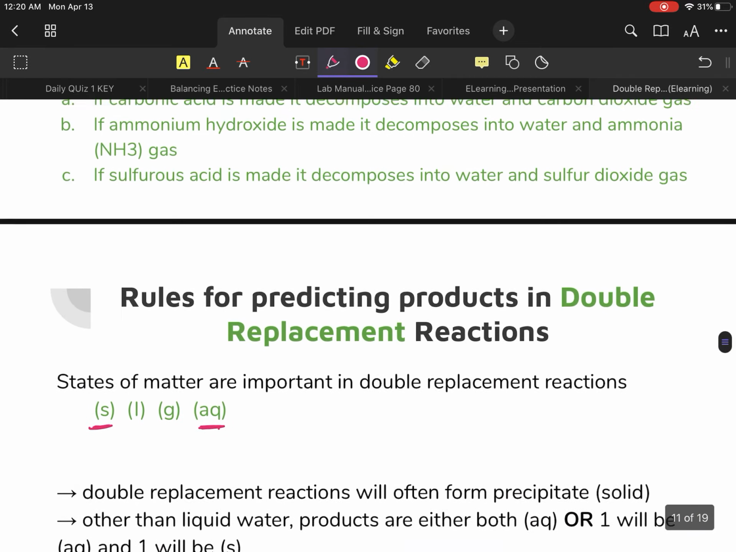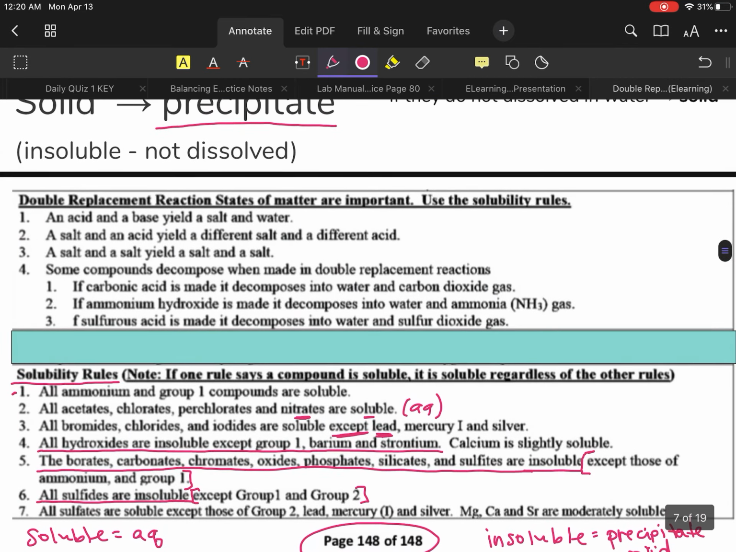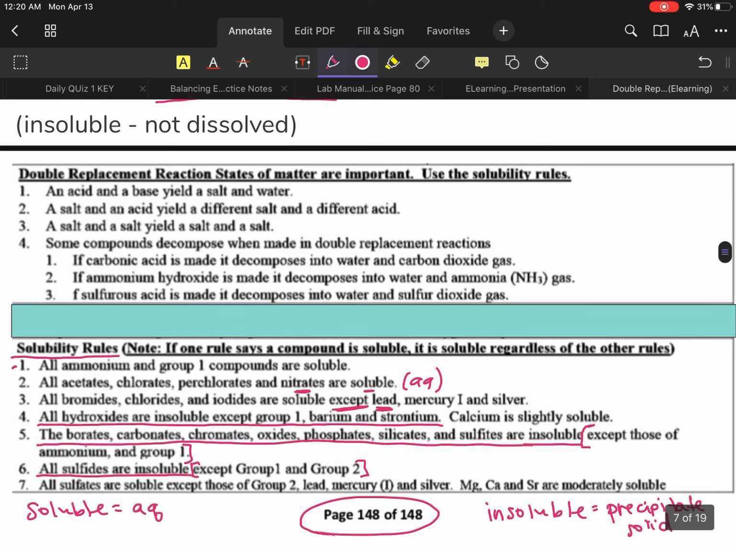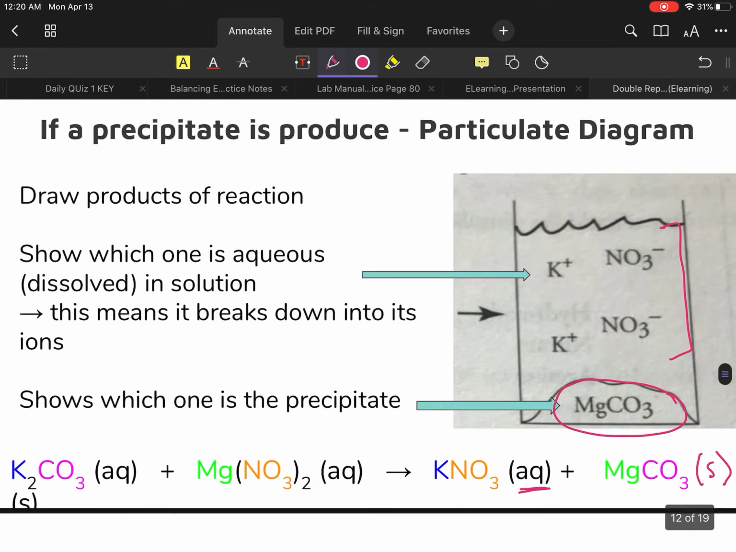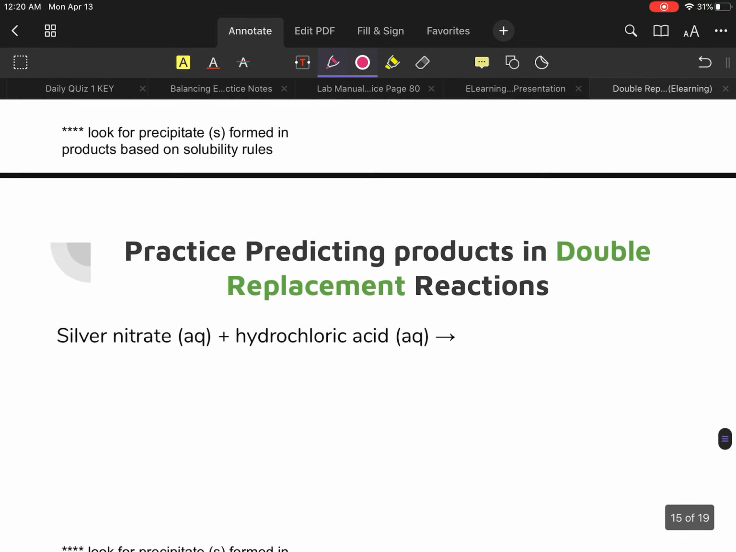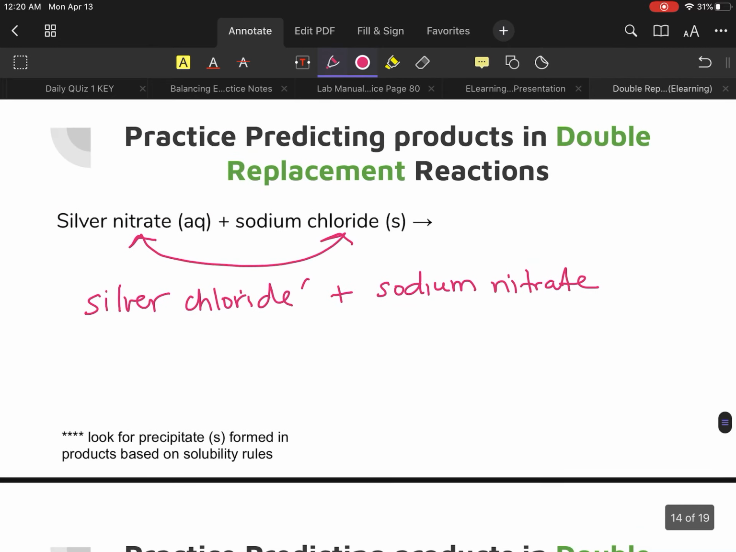So again, I'm going to scroll up here. Number 3 again says all bromides, chlorides, iodides, so we have a chloride, are soluble except, and look, silver is one of my exceptions. So that means silver chloride is going to be my solid, my precipitate. And my rule about nitrates means that these are going to be soluble, or aqueous.